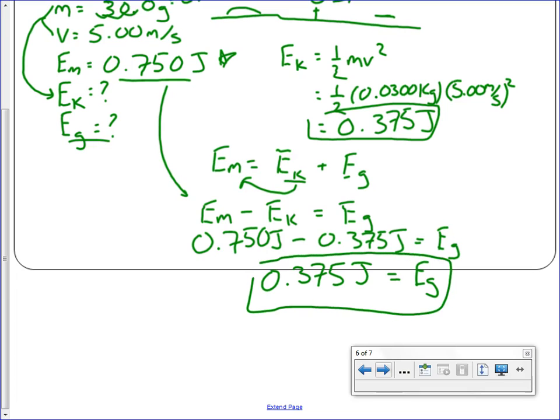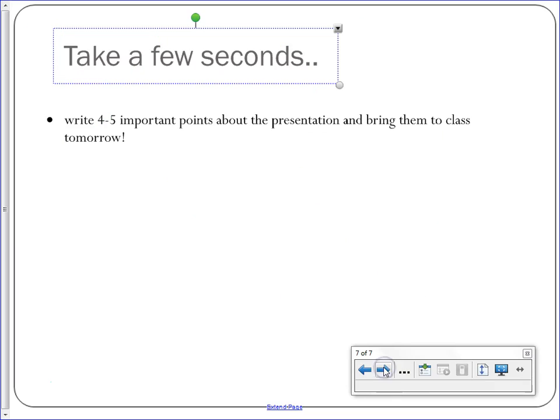So again, it's just using the concept that this baseball, like my crummy diagram at the top says, has both kinetic and potential energy. So we can use that information to find one of them in particular. Good practice. So I want you to take a few seconds and write down 4 or 5 important points about the presentation and bring them into class tomorrow. We're going to be doing a lot more practice tomorrow, so make sure you're familiar with kinetic and potential energy and how it plays into mechanical energy.